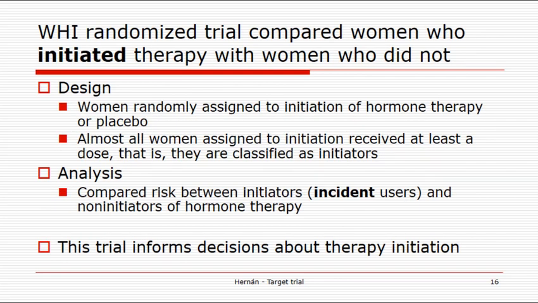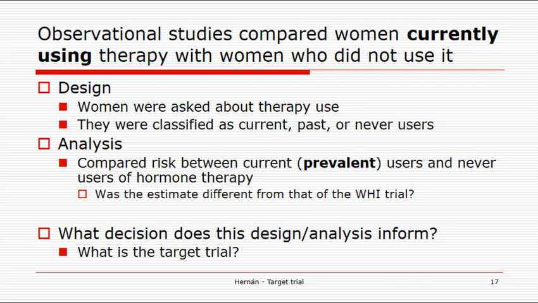Because think about this. Think about what the trial did. The trial compared women who were assigned and initiated hormone therapy with women who were not initiating hormone therapy at best. Okay? The trial was comparing initiators of therapy versus non-initiators of therapy, new users, incident users of therapy versus non-users. But that's not what the observational studies were doing. The observational studies were comparing women who happened to be using hormone therapy with women who were not using hormone therapy. Now, women who were using hormone therapy were women who had been using it for some time, for 1 year, for 5 years. So they were the least susceptible.